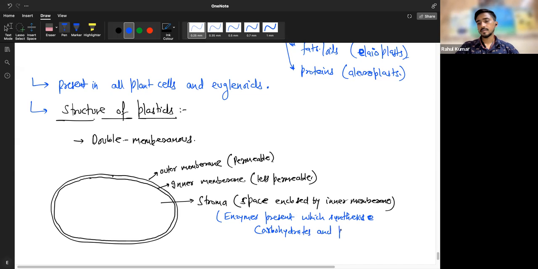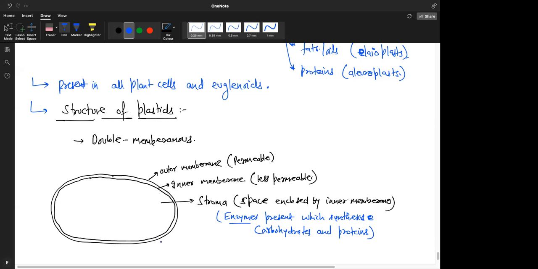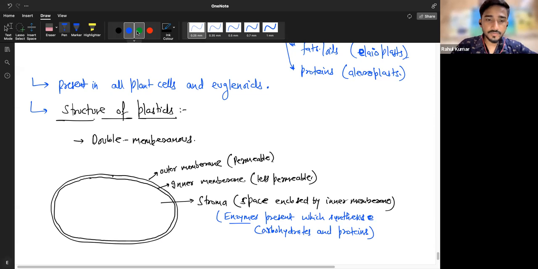Carbohydrates and proteins. Now, do you understand where those carbohydrates in amyloplasts and proteins in aleuroplasts come from? They synthesize it inside the stroma. Is it clear, Iram and Aisha? This part is clear? Yes. Now in this stroma, I'll use another color.